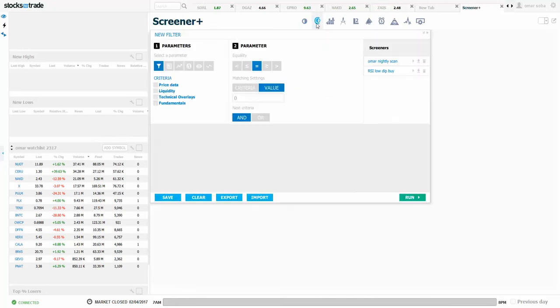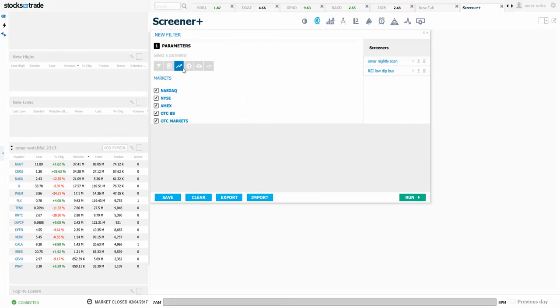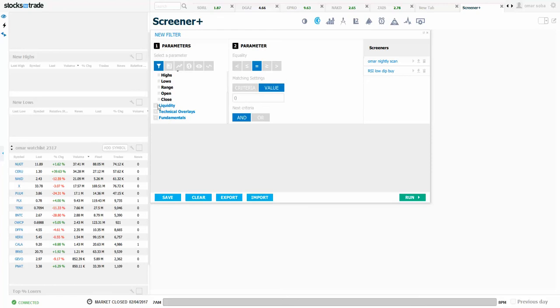So if I went here, I can build out my criteria. You can build out your criteria by price data, liquidity, technical overlays, fundamentals, and you go through earnings and markets, and you can do all kinds of cool, fun things. So you can see how you want to build things out. There's your price and your liquidity and the trades and the technical overlays plus the indicators, as well as the fundamentals like float and PE and market capitalization. So you can build out criteria lists a million different ways.